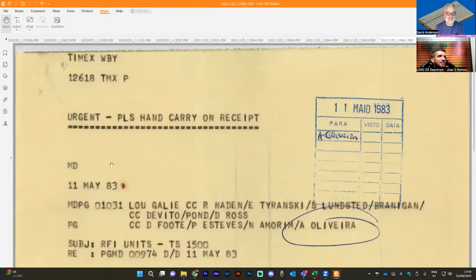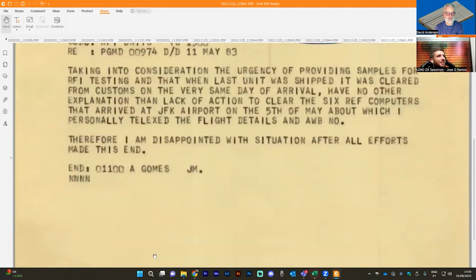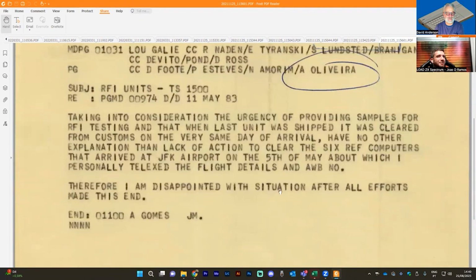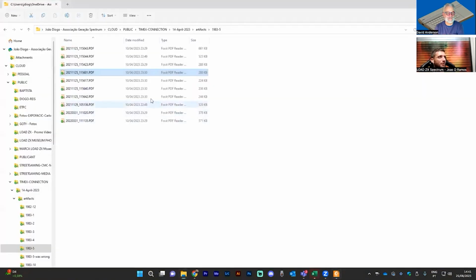Mid-May, 11th. RFI units again. Okay. So this is the day before. This is the one from Tony Gomes complaining, saying you guys didn't do what you should. Last time the unit was cleared from customs on the very same day of arrival. So the only explanation is you did not do it. Lack of action. Okay, and then Lou answered as we saw before.